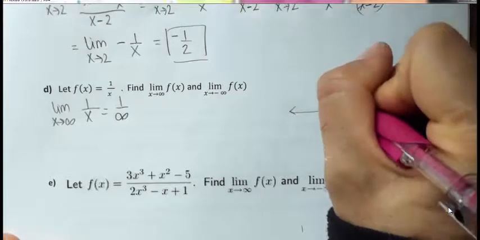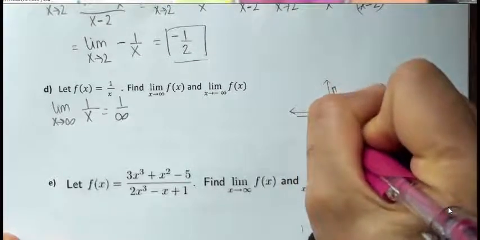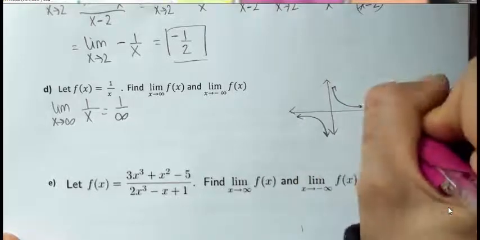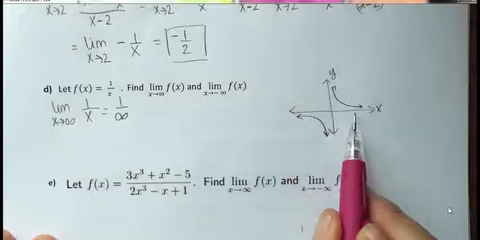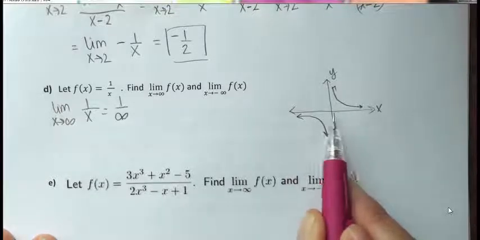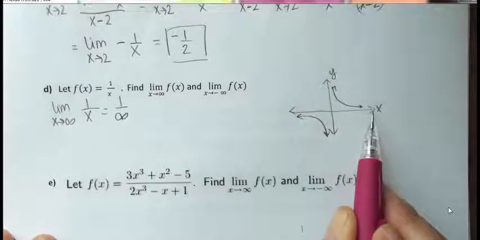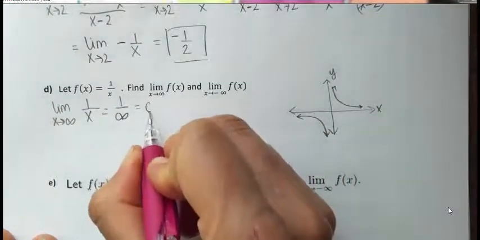So it looks like this. Well, this is my x and this is my y-axis. So as x gets really, really large, what's happening to this graph? It is approaching the x-axis, which happens to be an asymptote. So it is approaching 0. So this actually does go to 0.